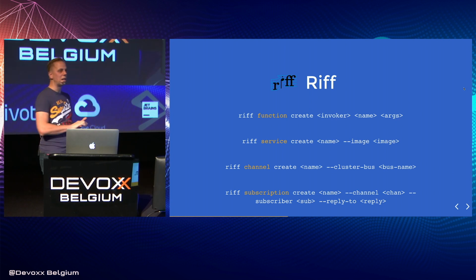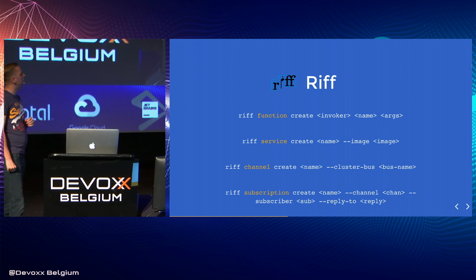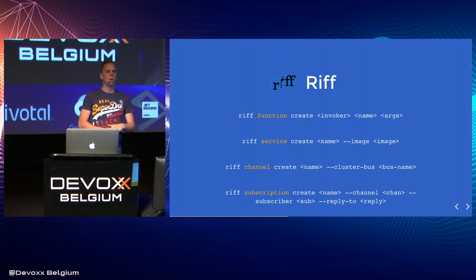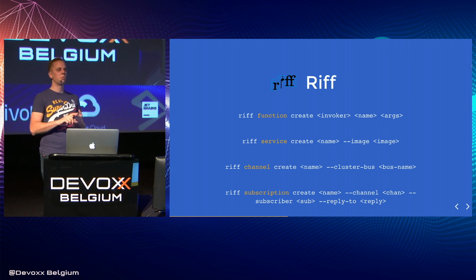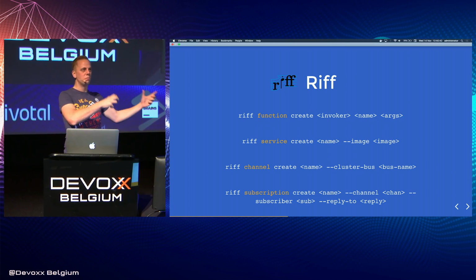So if you create a service, it's basically passing an image, and it will run that image as a Knative service. And then there are the abstractions for channels and subscriptions. So you would create a channel, give it a name, and give it a cluster bus. So basically GCP Pub/Sub, the stub bus, or Kafka, for example. And after you have the channels, you can create subscriptions on those channels, define the consumer, and define the reply channel. So this is how you can hook all these functions together.